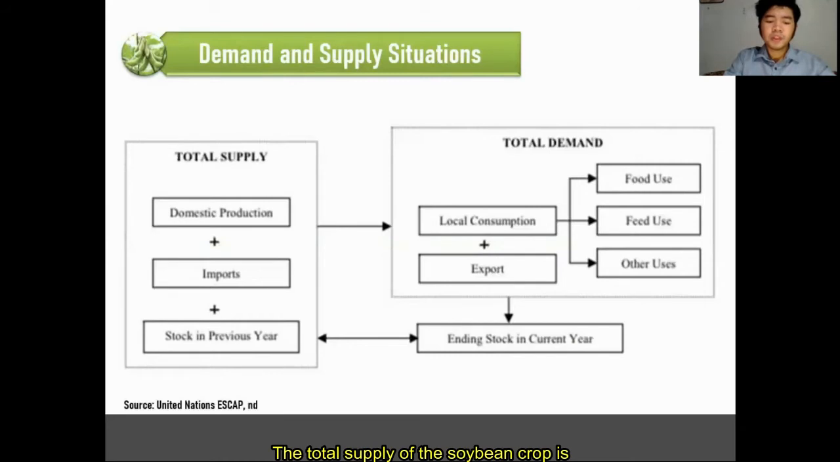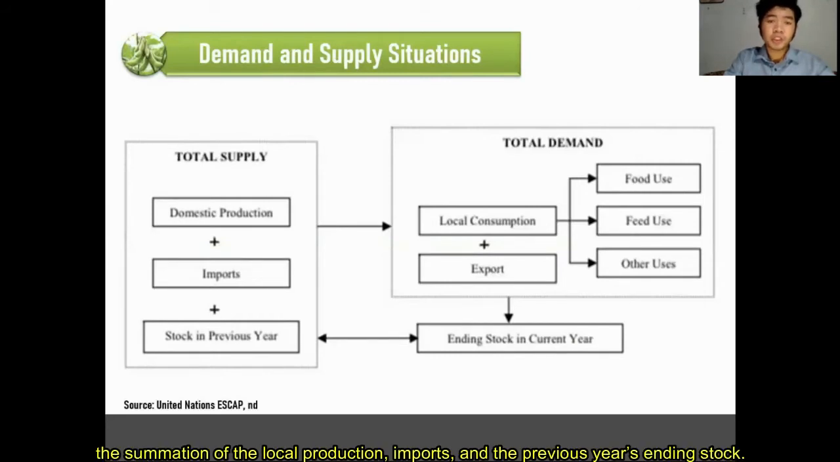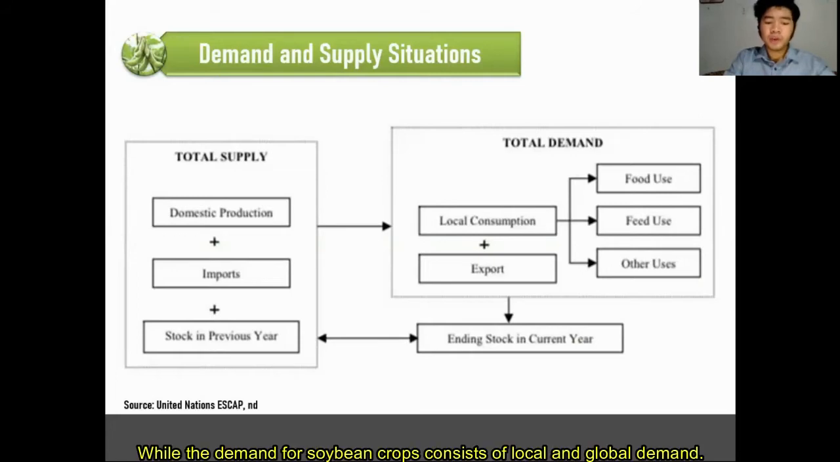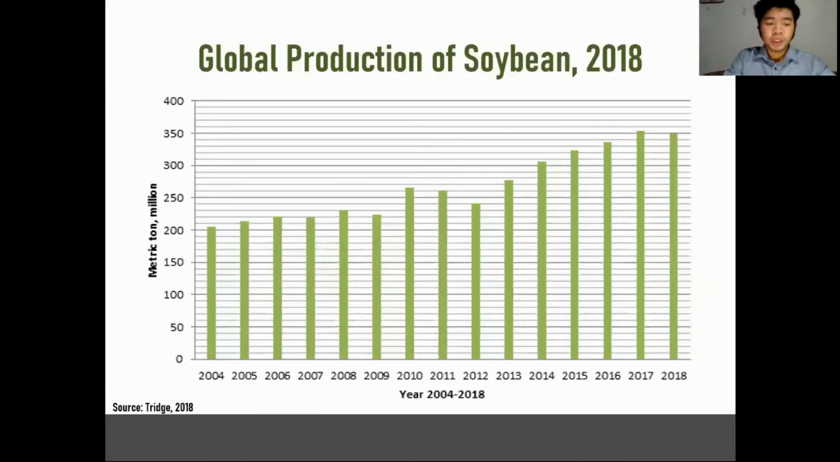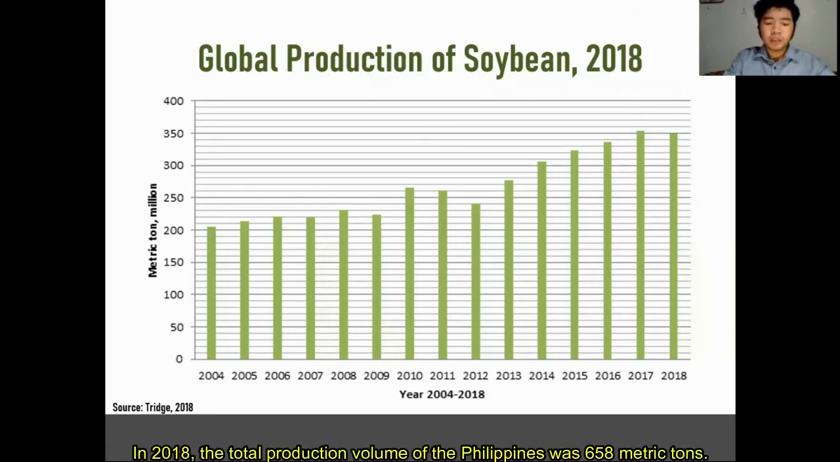The total supply of the soybean crop is the summation of the local production, imports, and previous year's ending stock, while the demand for the soybean crops consists of local and global demand. In 2017, the highest amount of production was 353.03 million metric tons, while the lowest was 205.23 million metric tons in 2004 globally. In 2018, the total production volume of the Philippines was 658 metric tons.